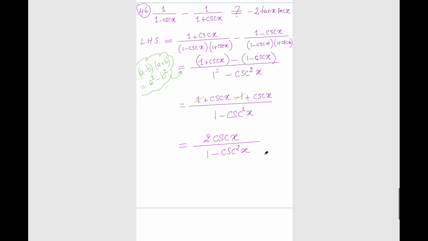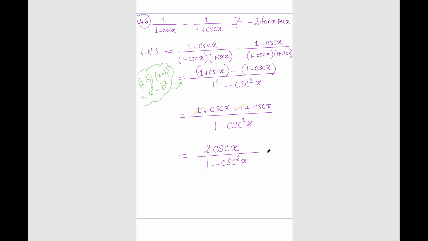Okay. Let's take a look at our desired right-hand side. So our desired right-hand side is this. Correct? It's -2 tangent x secant of x. We got the 2. We still have the minus and tangent and secant. Correct? This is what we still have.